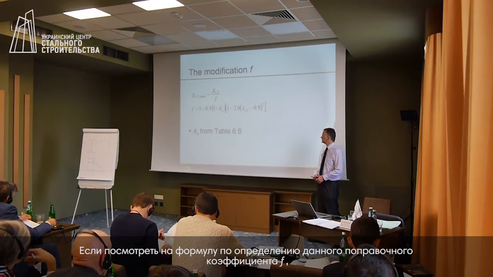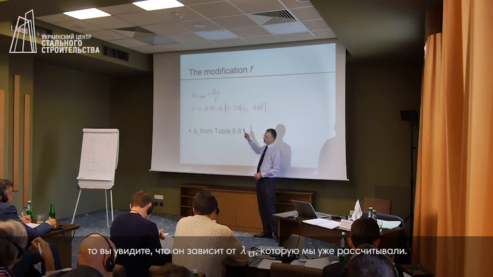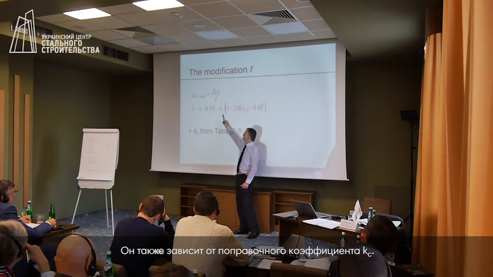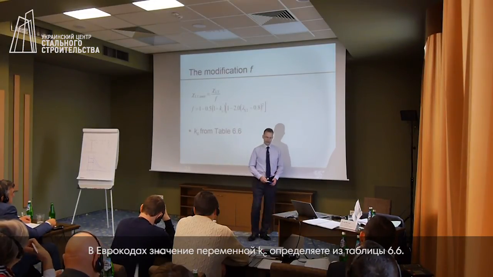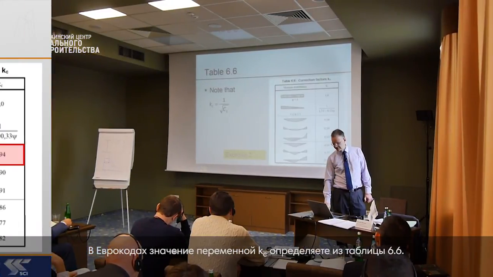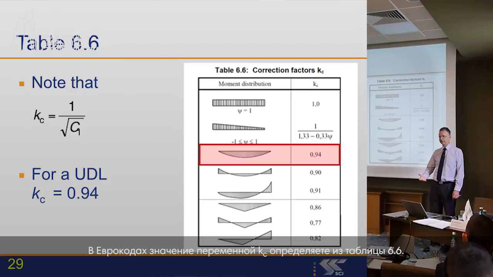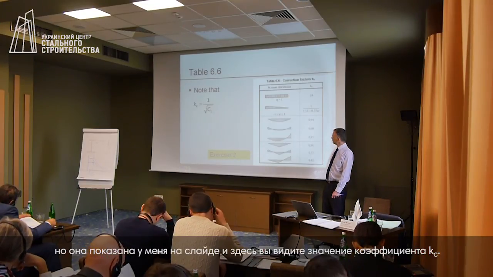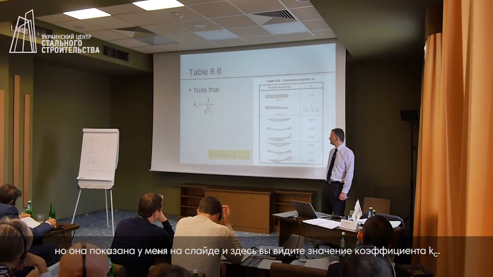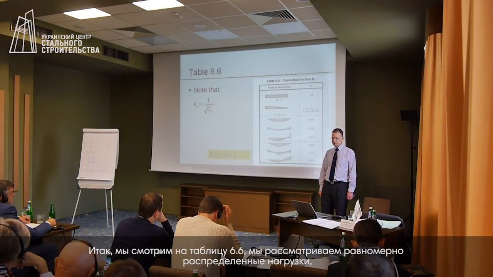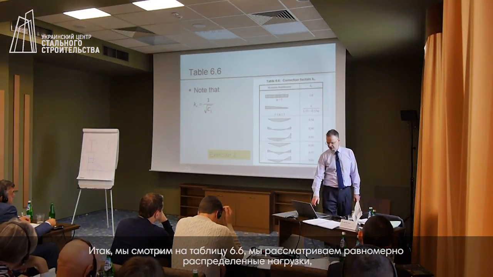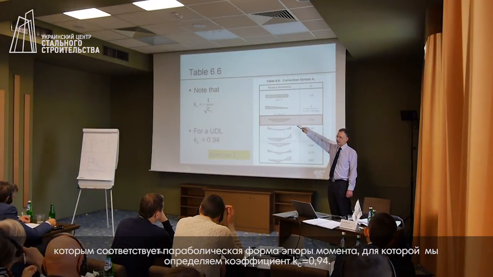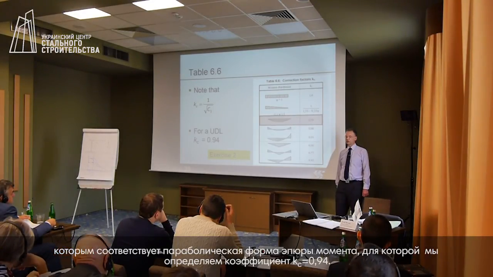As you look at the modifying factor, it depends on lambda bar LT. We've already calculated lambda bar LT. It also depends on a variable KC. And the Eurocode says you determine KC from table 6.6 of the Eurocode. You don't have today access, unless you've got the Eurocode on your laptop, to table 6.6, but here it is. So we look in table 6.6 for the situation that we are considering, which was a uniformly distributed load, which produces a parabolic bending moment diagram, then KC is 0.94.